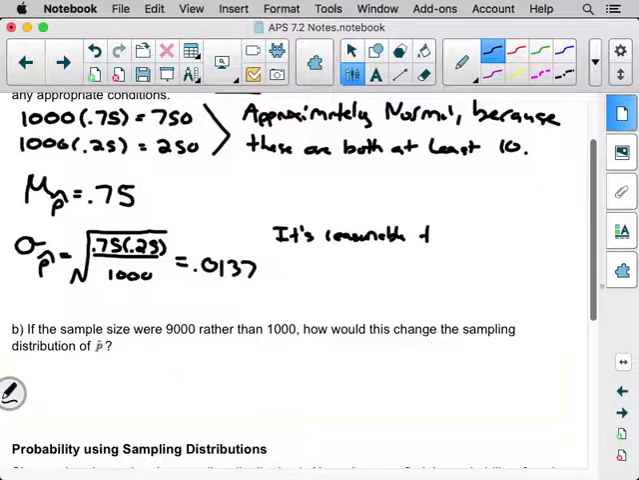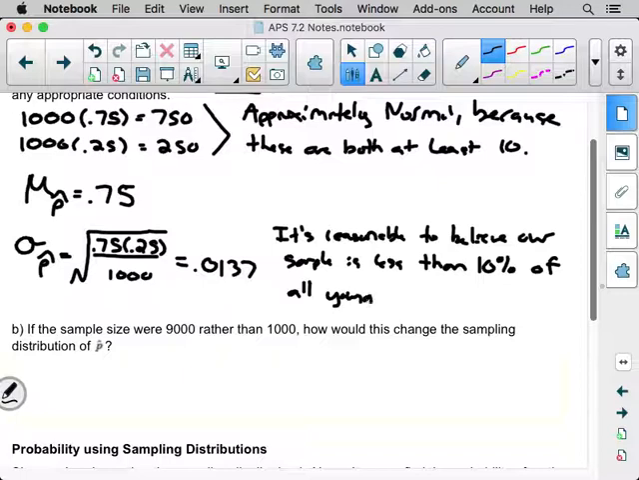It's reasonable to believe our sample is less than 10% of all young adult internet users. Okay, so that's what it would look like to fully answer the question, answering the three pieces and checking those two conditions that go along with it.